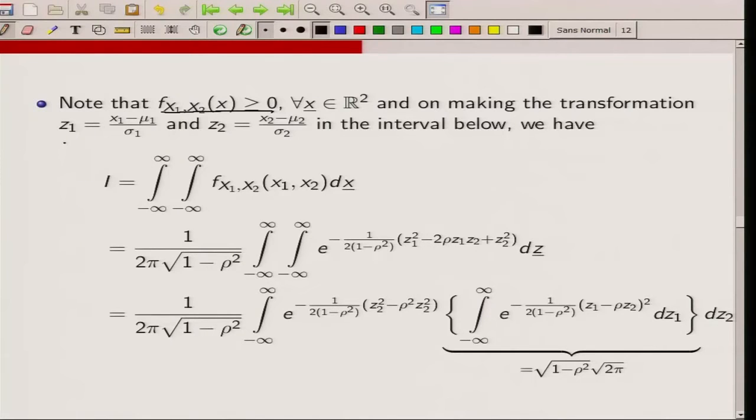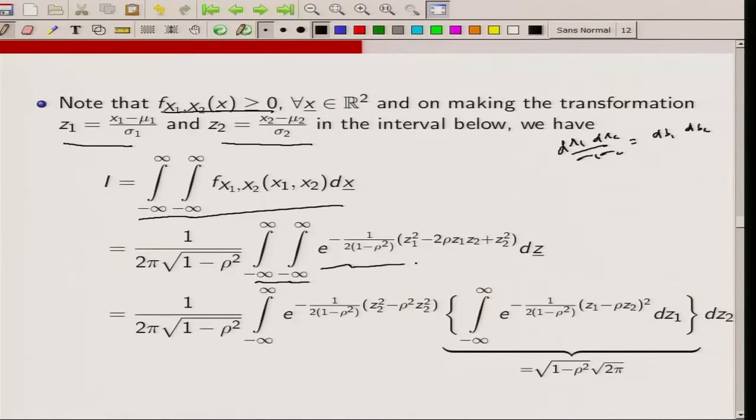I make the transformation z1 equal to (x1 minus mu1) by sigma1, z2 equal to (x2 minus mu2) by sigma2. So, 1 upon sigma1 sigma2 dx1 dx2 is nothing but dz1 dz2. Then the integral from minus infinity to infinity, this sigma1 sigma2 goes away. So, 1 by 2 pi square root of 1 minus rho square, double integral of e to the power minus 1 by 2(1 minus rho square) times [z1 square minus 2 rho z1 z2 plus z2 square].